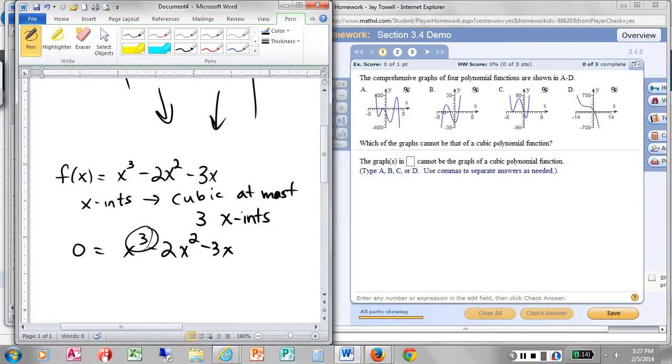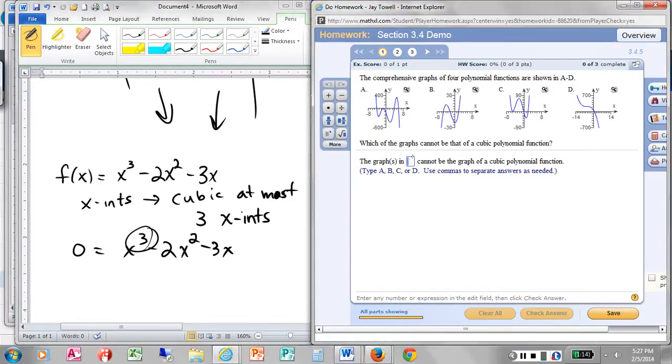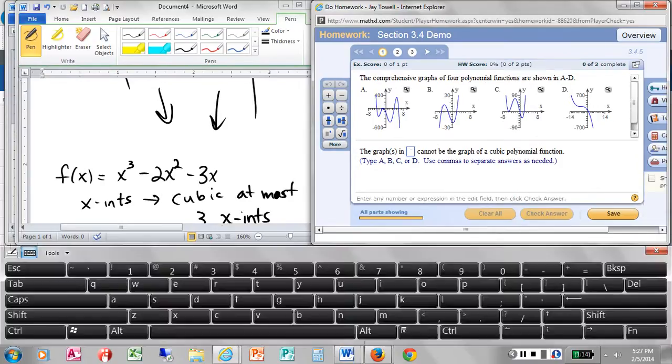Now B has 1, 2, 3 x-intercepts, so that's okay. And then of course D is 1, so that can happen. You can have less than 3, but you can't have more than 3. So in this particular case, we're looking at B and D.